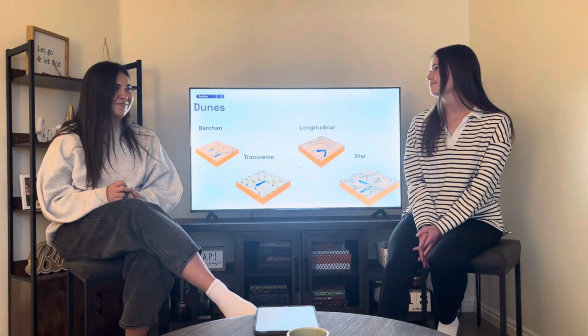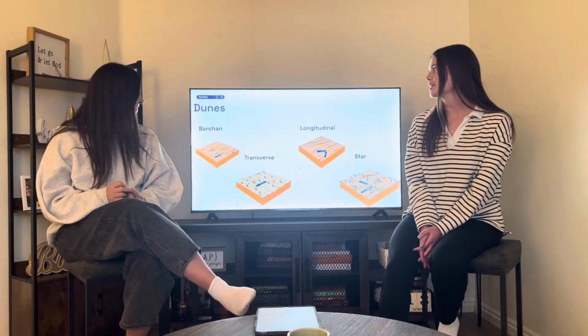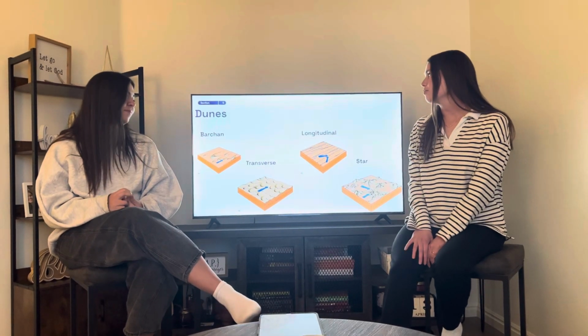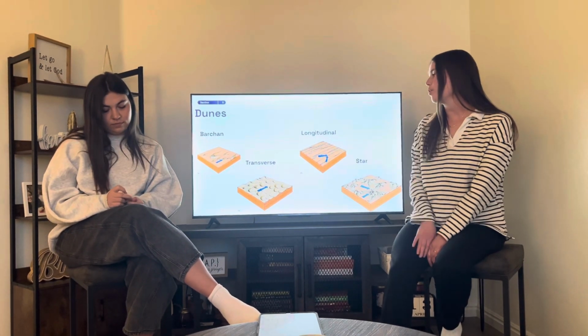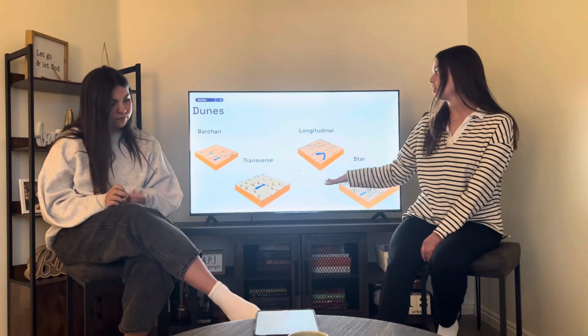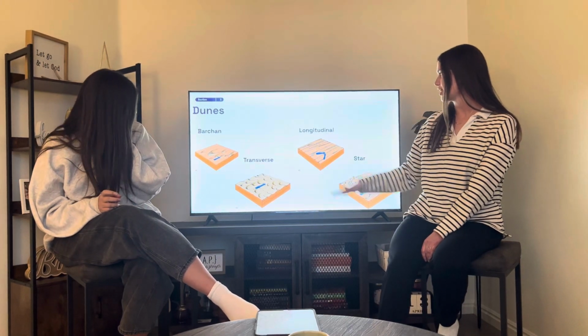Now we're going to talk about dunes. We've got different types of dunes here. We have barchan, transverse, longitudinal, and star. Barchan and transverse are both one directional. Barchan has less sand, while transverse has more sand.